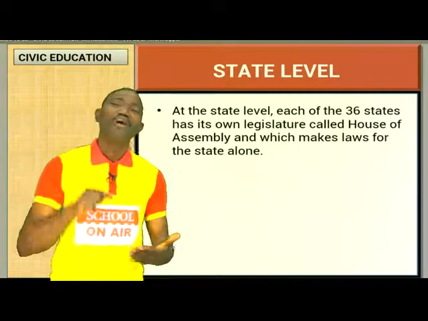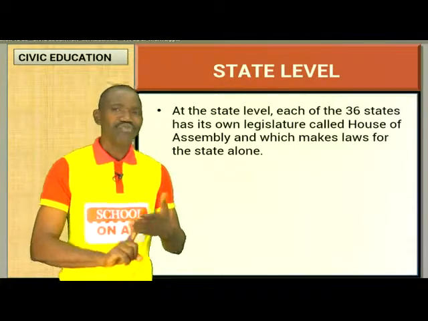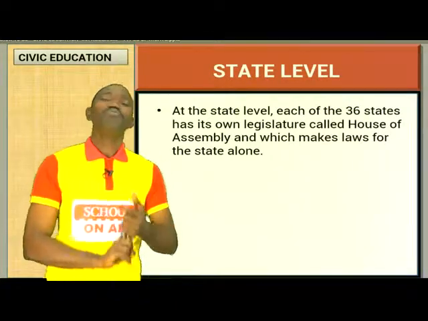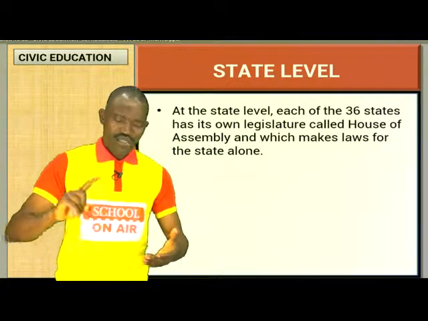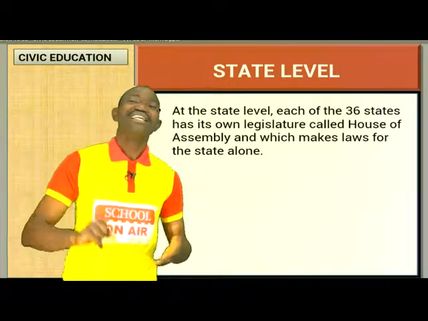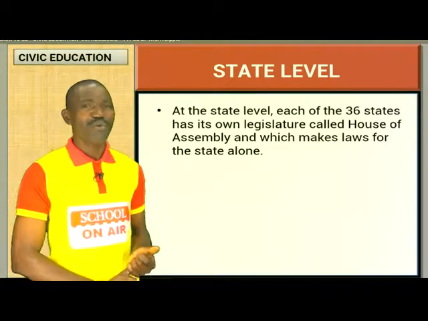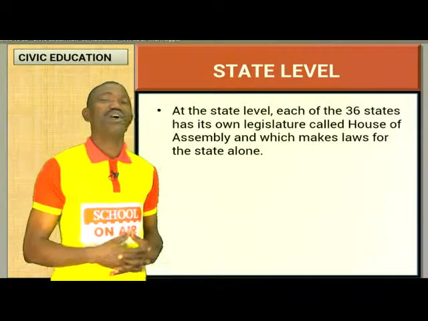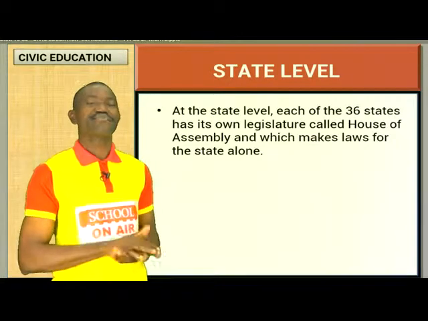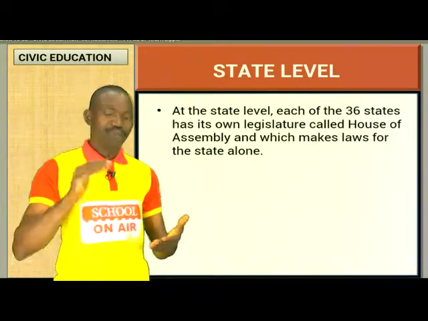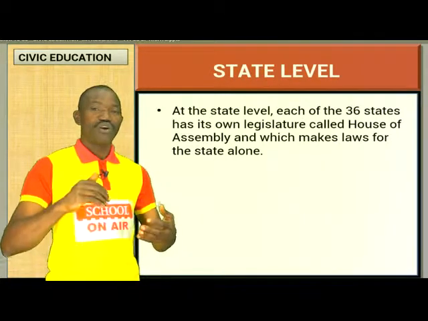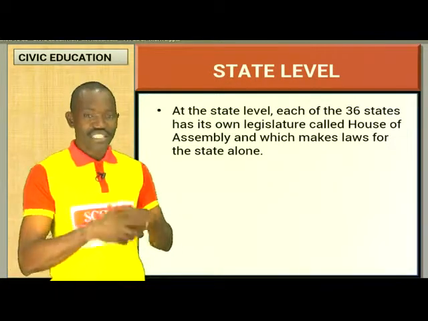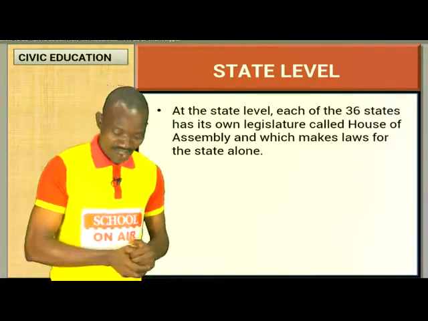In other words, any law made by those state House of Assembly is not binding on the people of Delta State. Laws made by lawmakers in Delta State House of Assembly is not binding on the people of Oyo State. Also, the state legislature is headed by a speaker, assisted by deputy speaker. We also have offices like the minority leader, the majority leader, the chief whip, and so on and so forth.